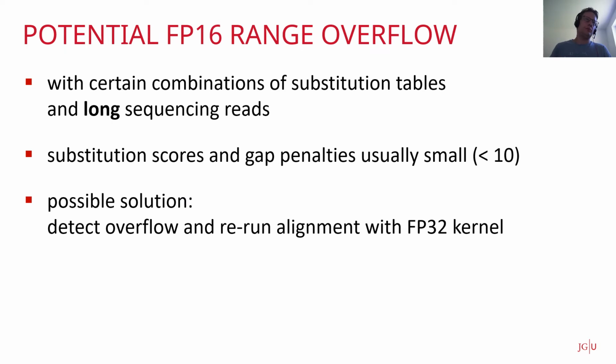One potential drawback of using 16-bit floating point values is, of course, the limited range, which could lead to overflow when we have very long sequences, and also the substitution scores. So the values in the substitution function are fairly large, which is normally not the case. They're usually small, so less than 10. One possible solution is to detect such overflows and just rerun the alignment with the 32-bit kernel.